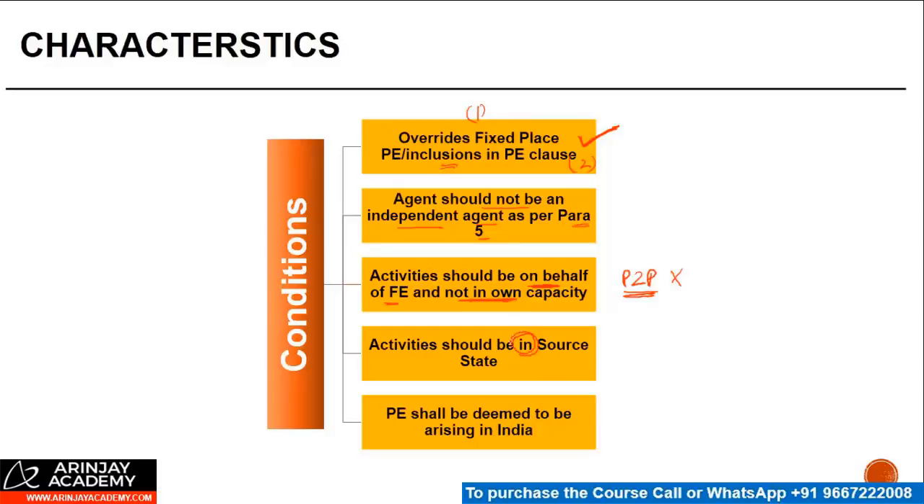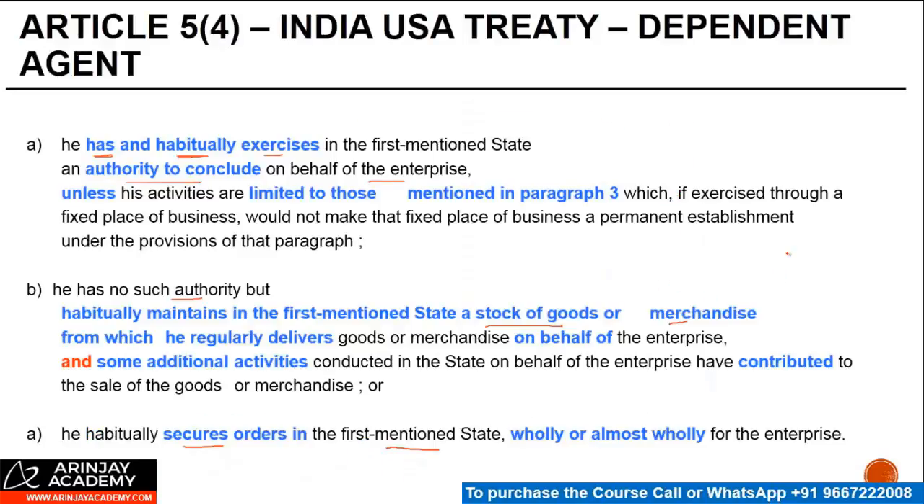Activity should be in the source state. If the agent is doing some activities outside, not covered. If all these conditions are satisfied, the PE shall be deemed to arise in India. Let's look at them one by one.